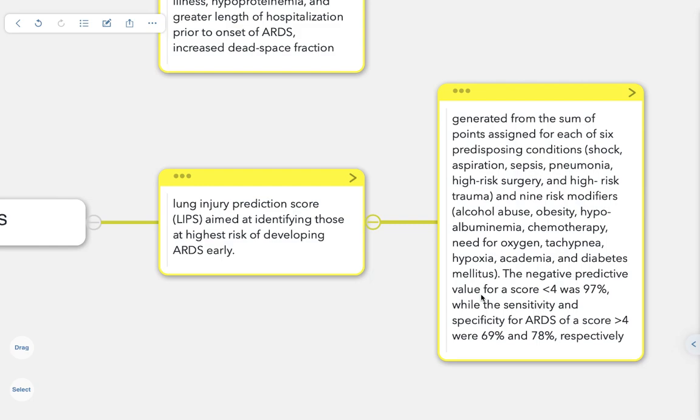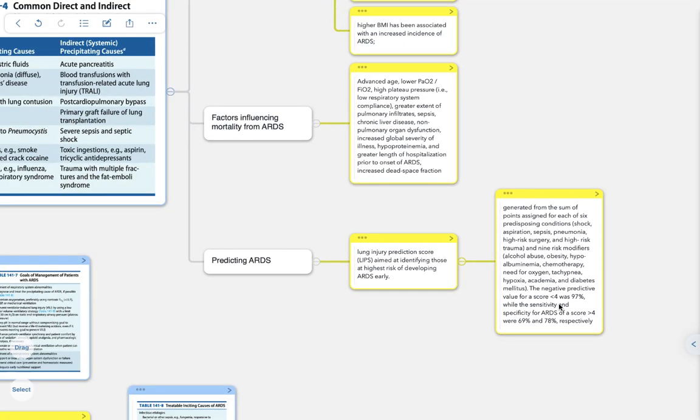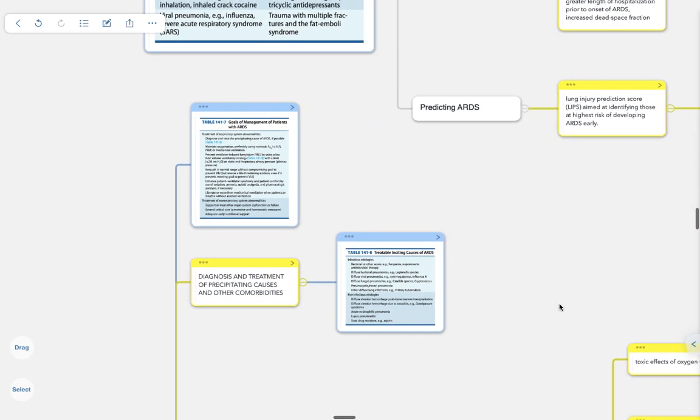So if the score is less than 4, the negative predictive value, that is, to rule out ARDS, is 97%, while a score of more than 4 has a sensitivity and specificity for diagnosis of ARDS of 69% and 78% respectively. What this signifies is that if you get a LIPS score of less than 4, you can safely rule out ARDS, right? That is the whole significance.